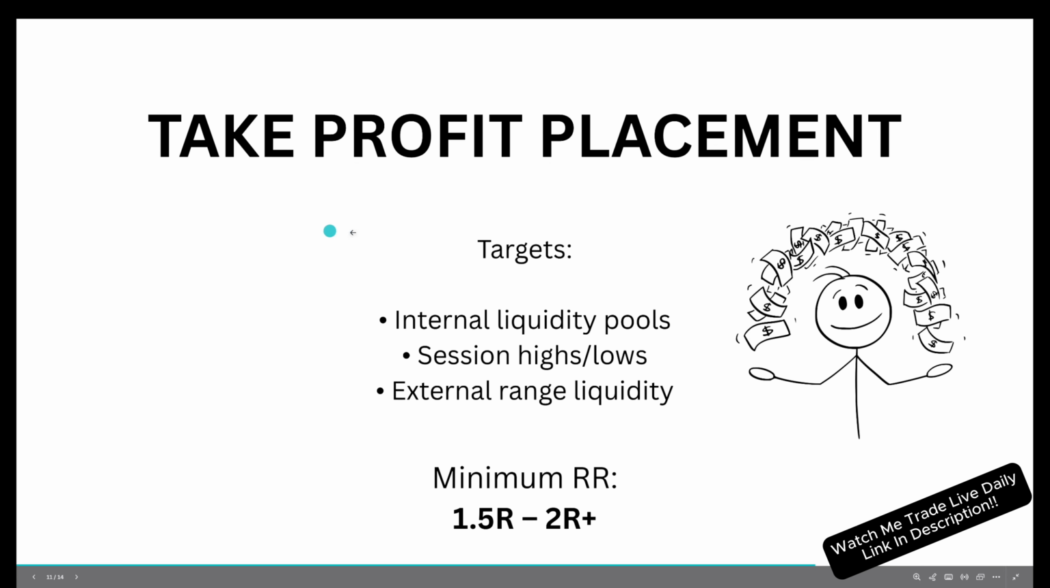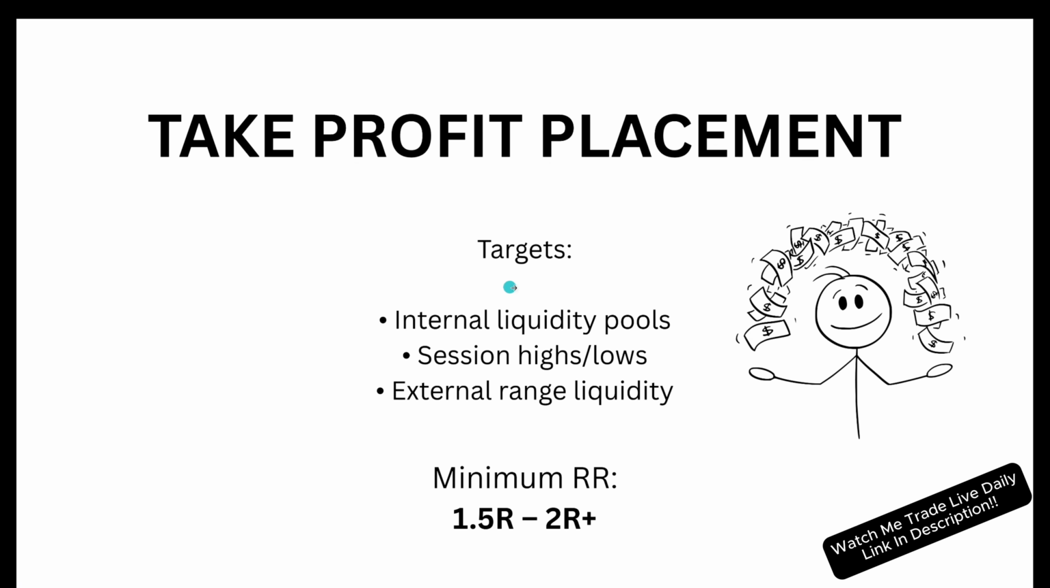And then as for taking profits, you guys want to target internal range liquidity pools, internal highs, internal lows, internal bullish fair value gaps, internal bearish fair value gaps, session highs and lows. Again, London highs, London lows, Asia highs, Asia lows, and then external range liquidity. This is mostly where you will be targeting for your runners after you have taken a partial out of the market.